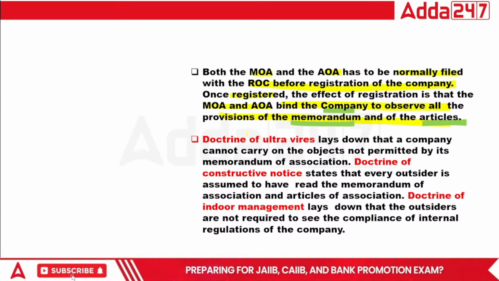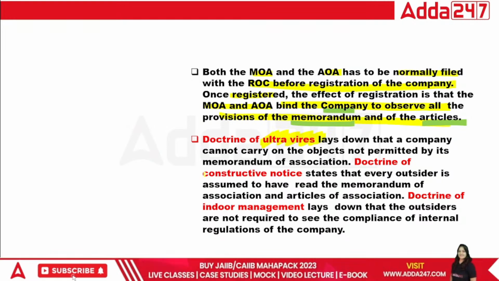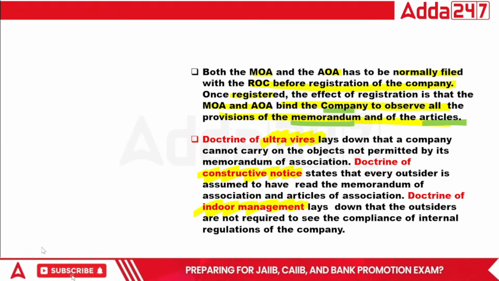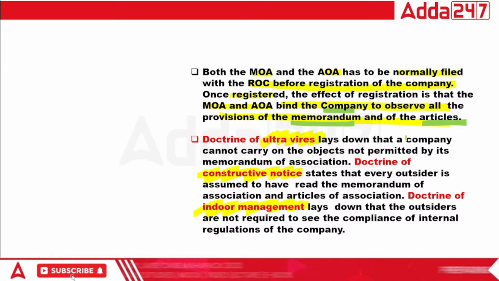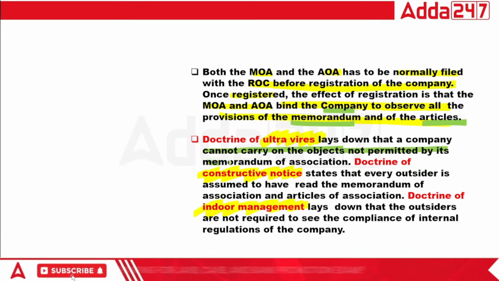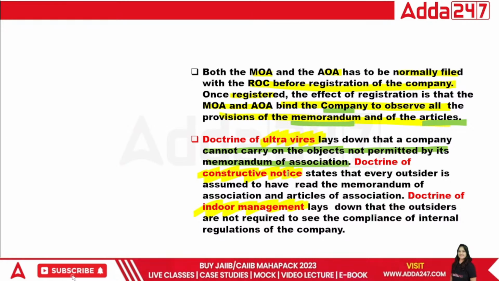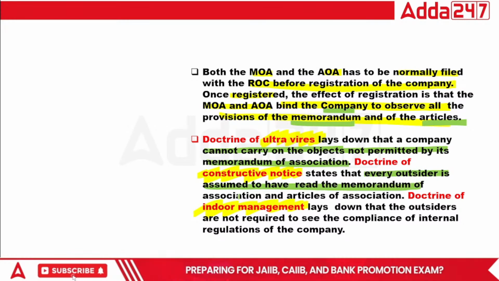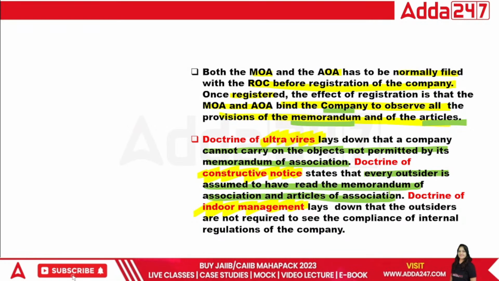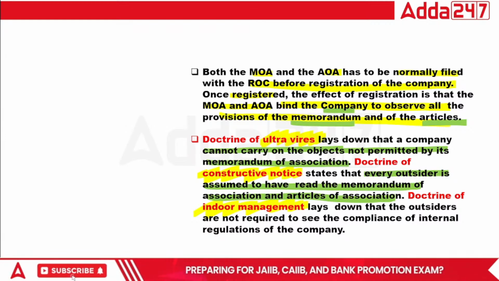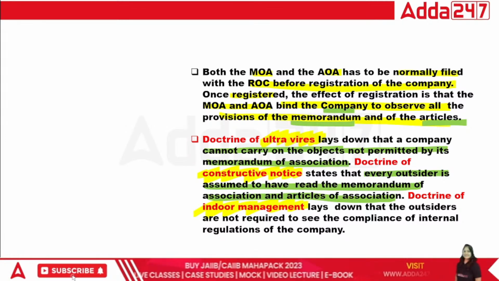Now, what are the doctrines of ultra vires, constructive notice, and indoor management? We have just read everything. Ultra vires lays down that a company cannot carry on any object not permitted by its memorandum of association. It means the company cannot go beyond its rules and regulations. What is constructive notice? Every outsider is assumed to have read the memorandum and articles of association. Whether the outsider reads them or not, it is none of the company's business. If the company has given the documents, it is the outsider's right to read everything.